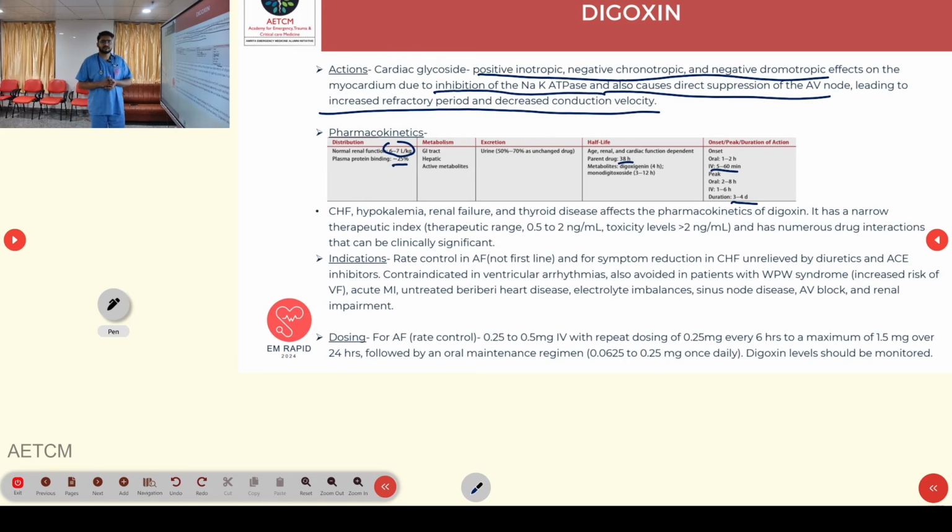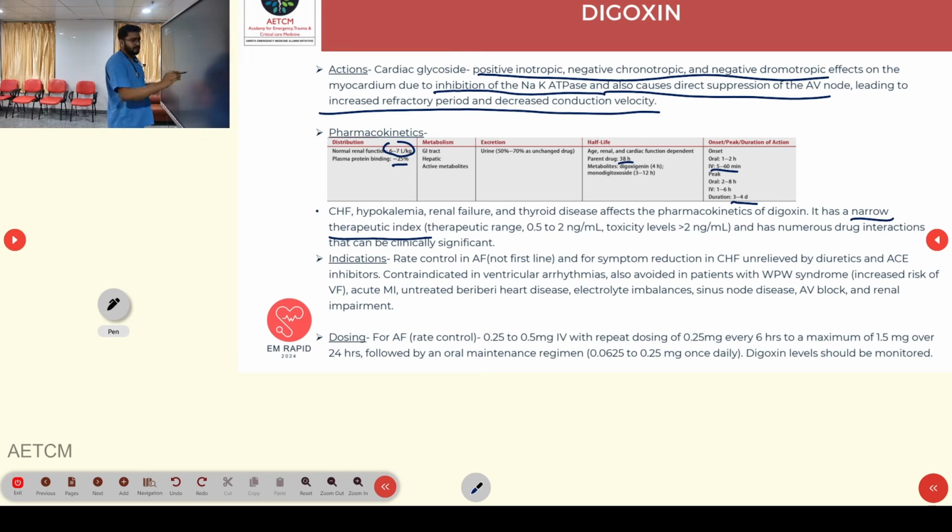In patients with congestive heart failure, hypokalemia, renal failure and thyroid disease, the pharmacokinetics of digoxin is affected, and it also has a narrow therapeutic index. So the therapeutic range is around 0.5 to 2 nanogram per ml, and if it crosses more than 2, it can cause toxicity. It has numerous drug interactions that can be clinically significant, and its indications are mainly rate control in AF, not as a first line agent, and it's also used for symptom reduction in CHF, which is not relieved by diuretics or ACE inhibitors.